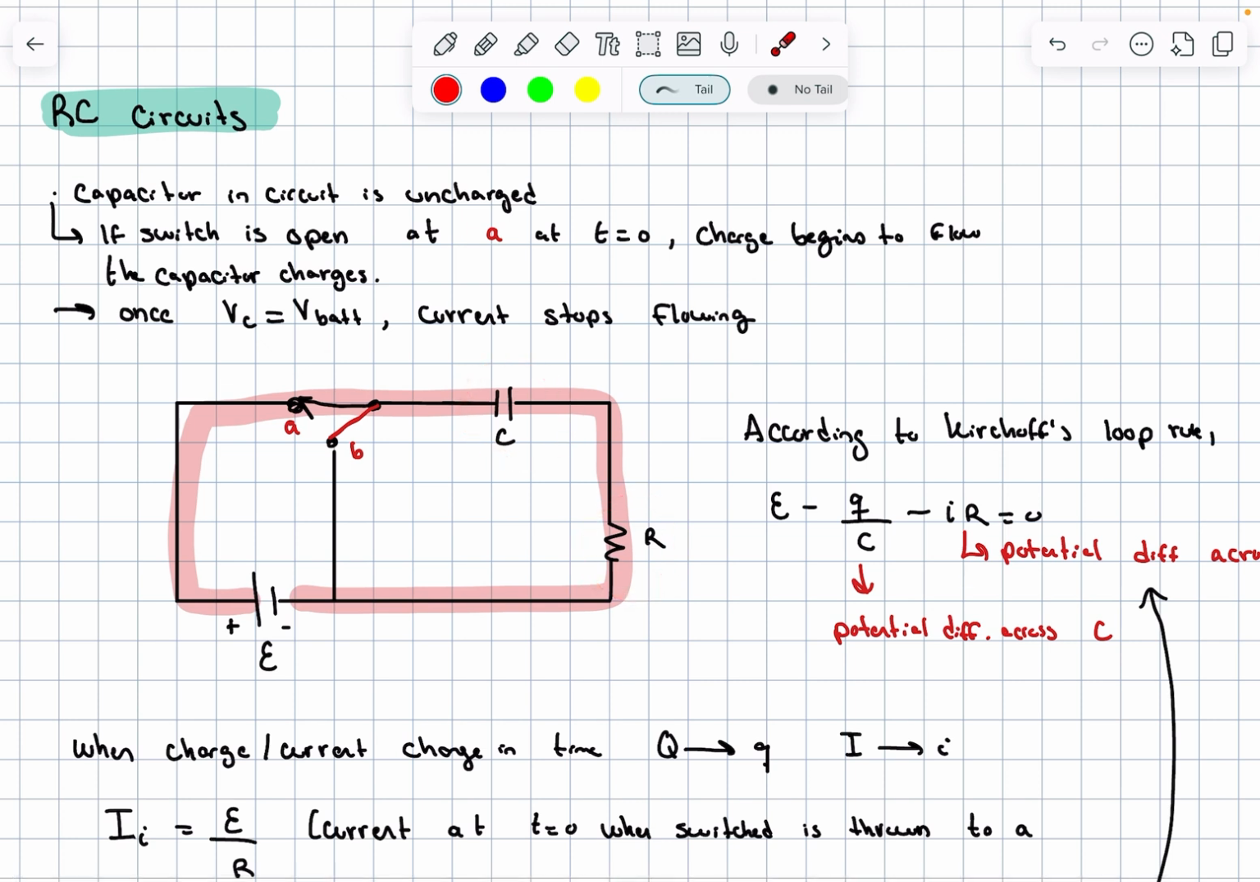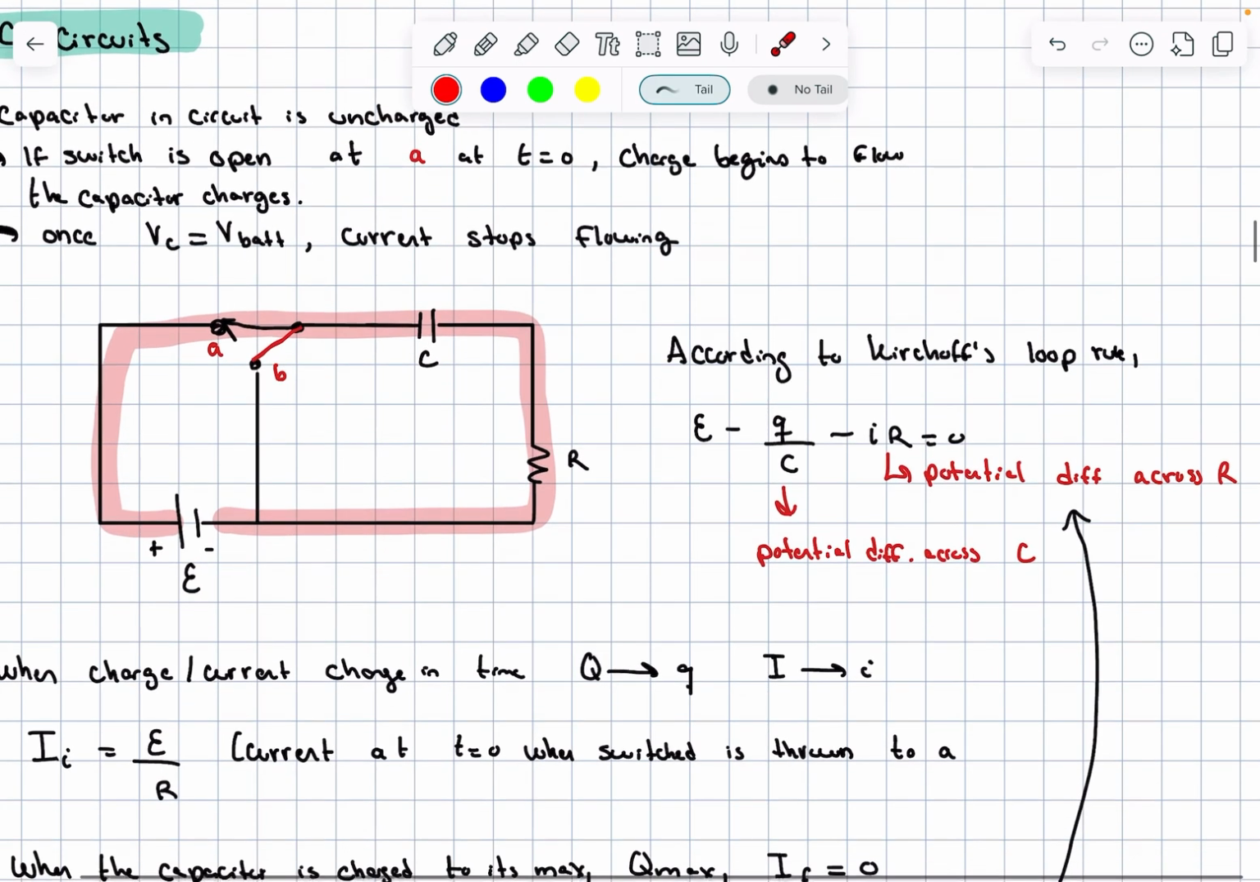Now, if the switch is open at A, what that means is the switch here is moved to this position here. Charge begins to flow, so charge flows like this, and the capacitor starts charging. Once V_C, so the potential of the capacitor, is equal to V battery here, the current stops flowing.